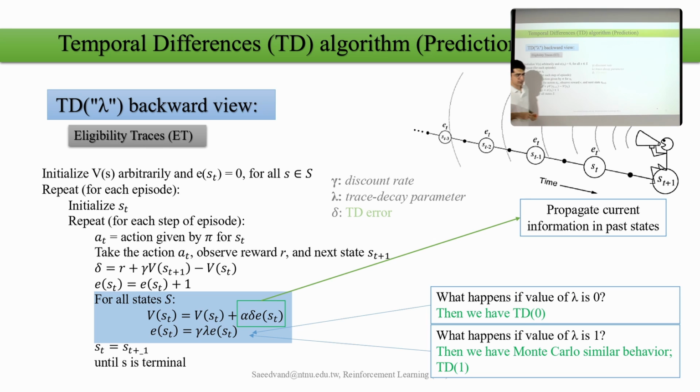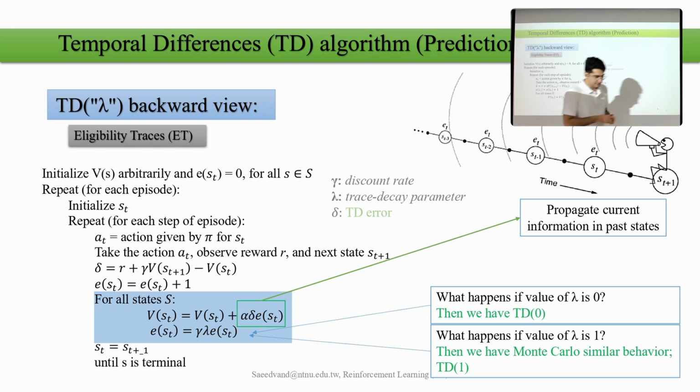Then, as I mentioned already, after visiting the state, all previous states in that episode will be updated by this term over there. We say the value of S_t is equal to the value of S_t plus the learning rate, alpha, times the temporal difference that we calculated here, the TD error, times the eligibility trace. So these three elements show me how much I'm going to update the value of that particular state.